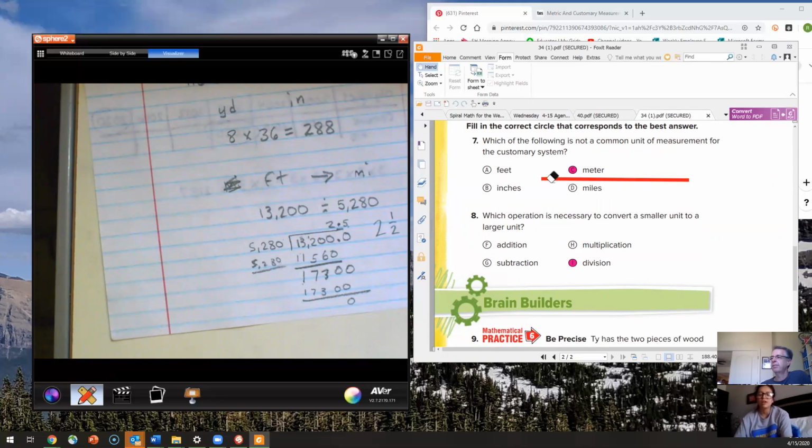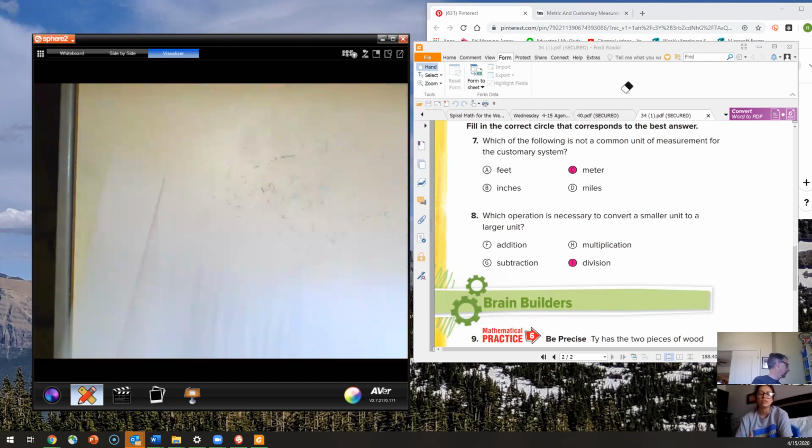All right, so number 8 says, which operation is necessary to convert a smaller unit to a larger unit? Now, boys and girls, we wrote down that chart for you as well. We've been trying to say it for every single example that we do, but you should be using division when you're going from a smaller unit to a larger unit, because it would not be multiplication. Some of you might have put that, but that is when you're going from a bigger one to a smaller one. So the key words were smaller unit to a larger unit. So you should have had division.